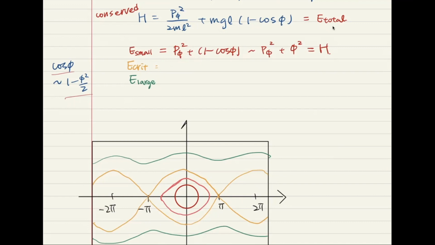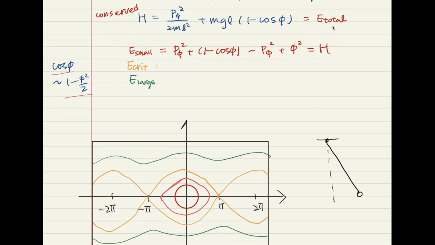Because phi is so small, I can do a small angle approximation here, replace that, and get P phi squared plus phi squared to be the Hamiltonian. So this is a very small number again. And this equation is going to give me a circle. If you keep all the constants here, you may get an ellipse. But no matter what, you're going to get a very smooth and closed shape.